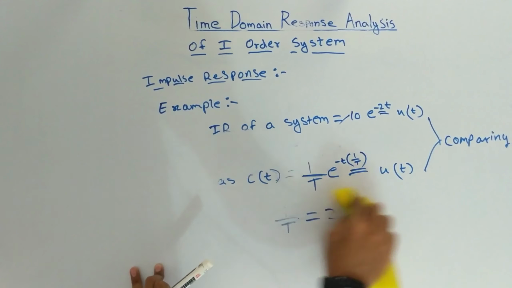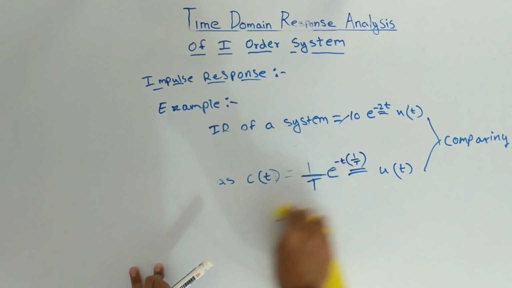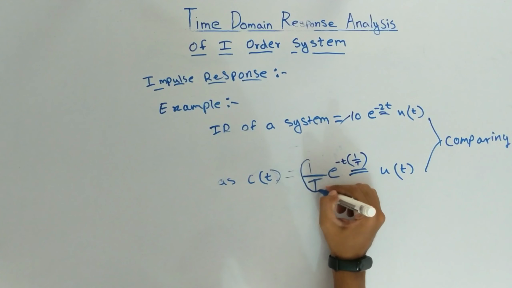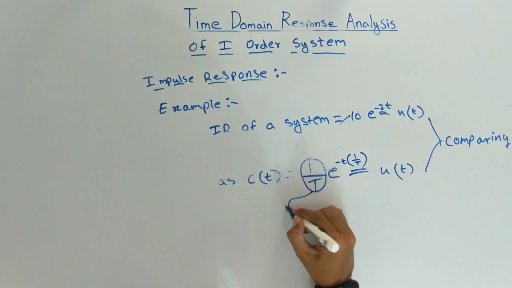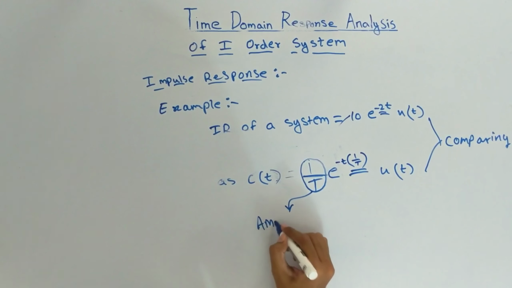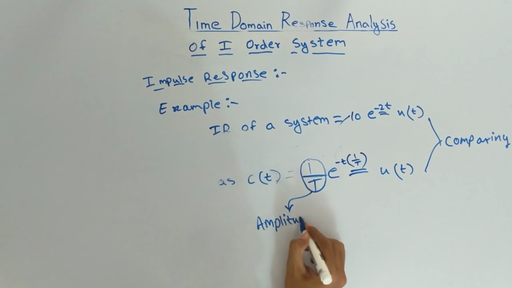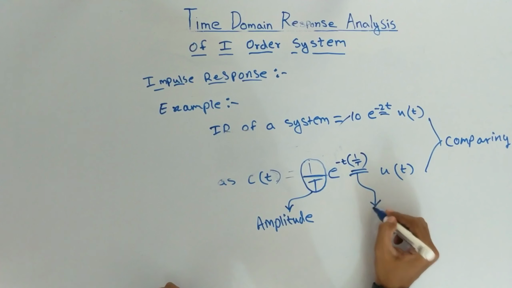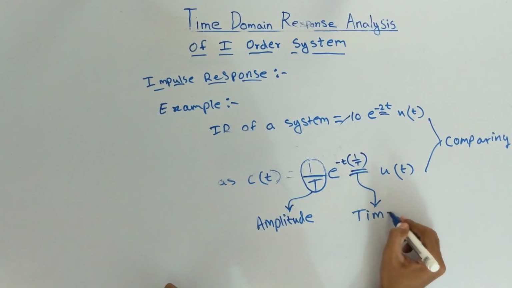Therefore note, in c(t) = (1/T) e^(-t/T) u(t), the first 1 upon T is amplitude, and the 1 upon T in the exponent is time.